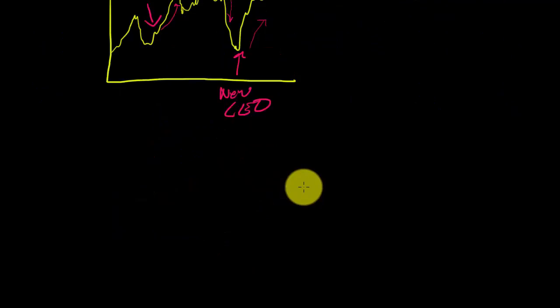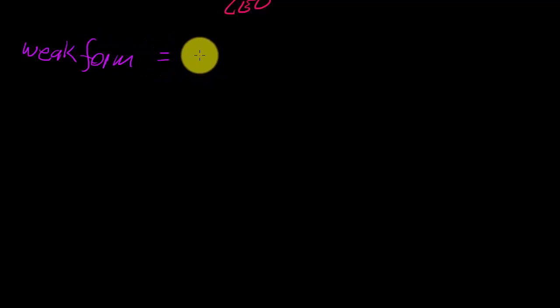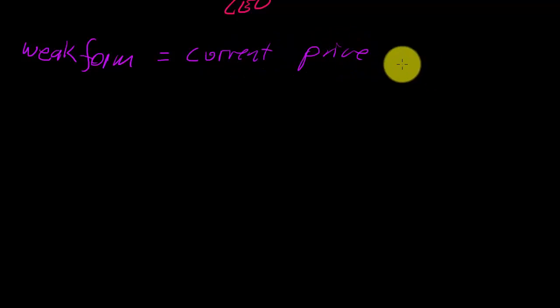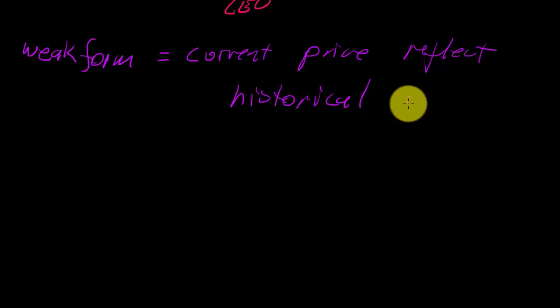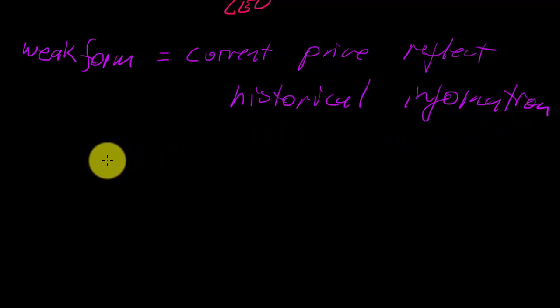And so we have three different types of the EMH. They include type number one, the weak form. The weak form means that current prices reflect historical information. I'm just going to write the whole thing out. Historical information. And what does this mean?